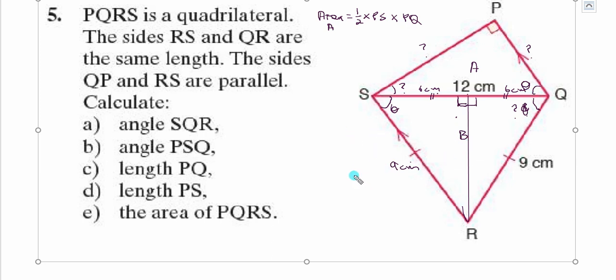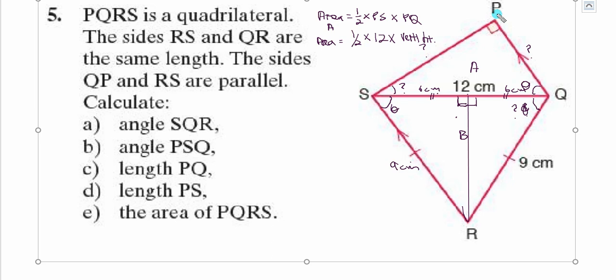Okay. So area B is equal to half times the base, which is 12 from here to here, and then times the height, from here to here, which we're going to calculate. So that is the vertical height. Now, let's start with calculating SQR.